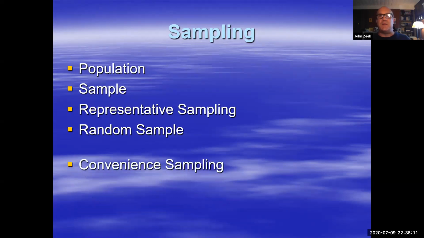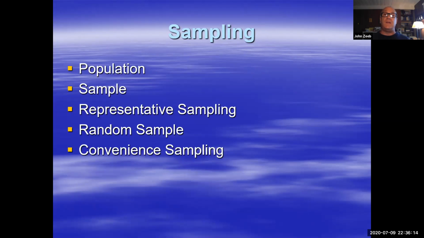All right, another strategy we could use with sampling is called convenience sampling. And convenience sampling is just that. It is convenient for the researcher. In other words, as the researcher, I can just pick and choose whoever I want to participate in the study. The subjects are chosen because they can be easily studied. They're easily accessible. I can quickly gather a group of people. It's very convenient for me to do so.